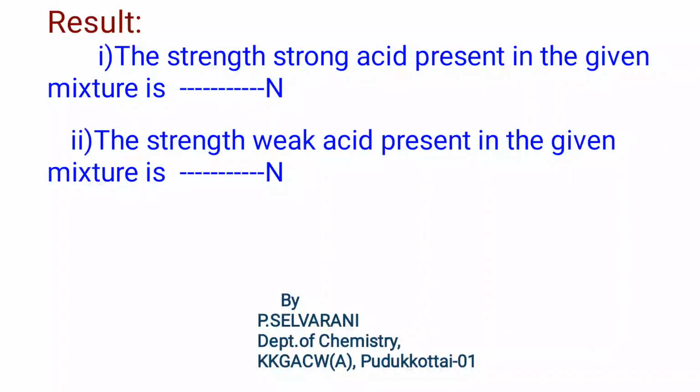In normal titration, we cannot find out the two acids. It gives a single value, a single titer value only. But this is the major advantage of conductometric titration.